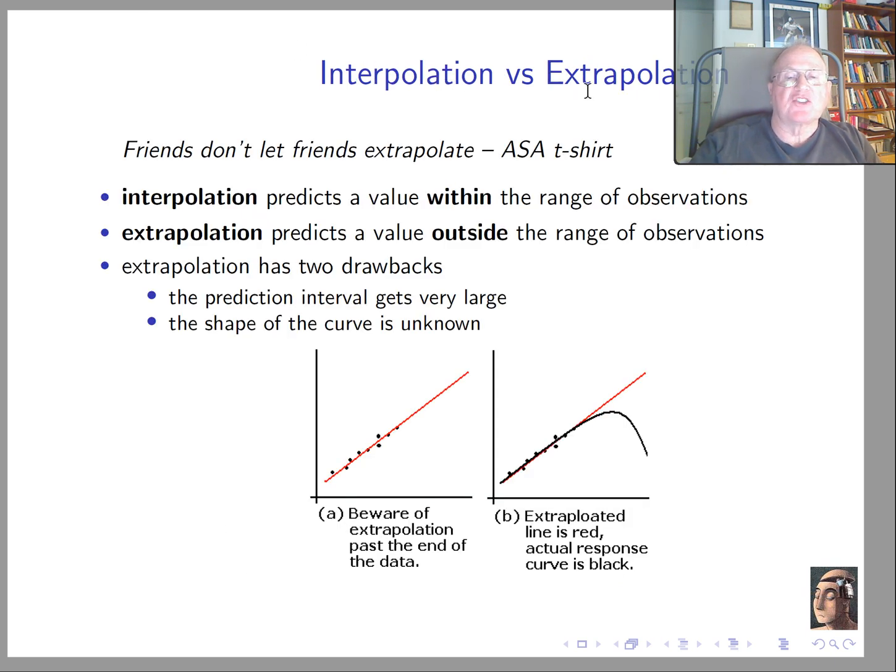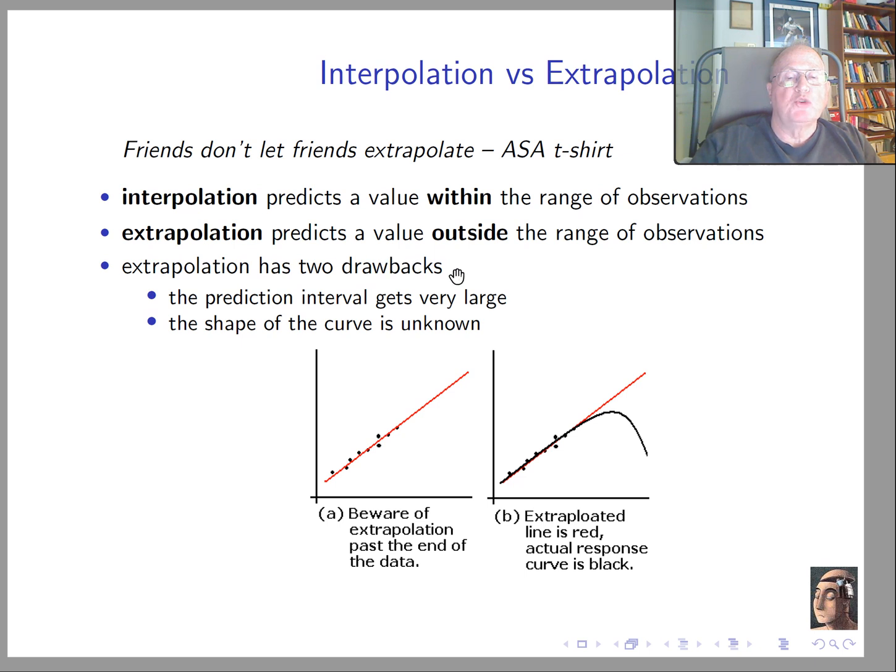Interpolation and extrapolation. Interpolation predicts a value within the range of the observations. In the range of the observations, you know your line is pretty good, and you can accurately estimate the error. So interpolation is no big problem. Extrapolation, on the other hand, predicts a value outside the range of observations. So you're talking about behavior in regions that you have not looked at.